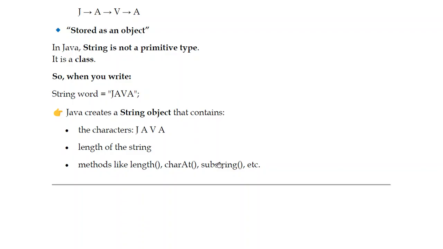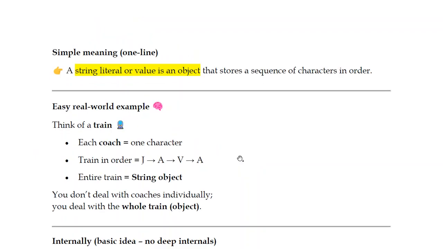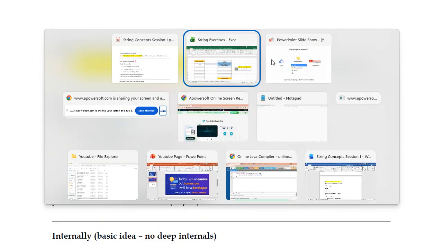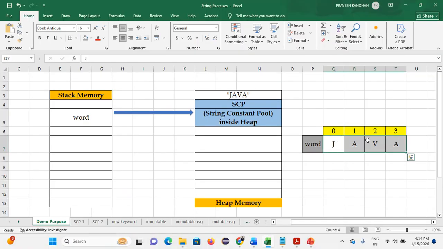Substring means I'm taking some part of the string, not the entire string. For example, if I would like to take JA alone or AV alone, I can extract it from the given string. That's the usage of substring. I'm taking some portion from the given string. Substring is a part of the string. Got it? So in one simple line, a string literal value is an object. I told you this Java is called an object. What you give in double quotes is called an object.